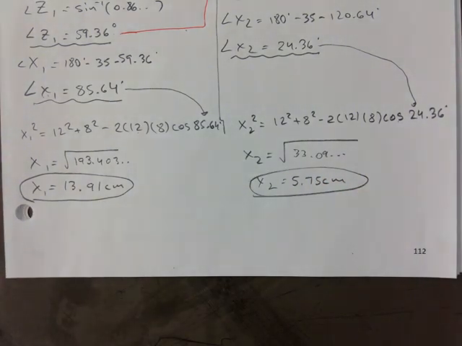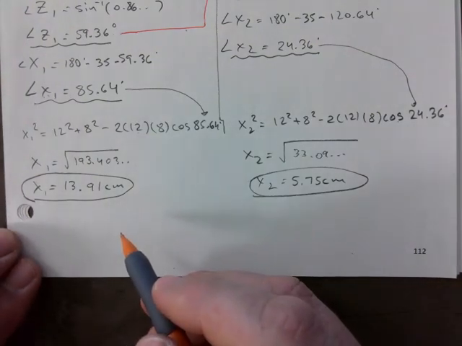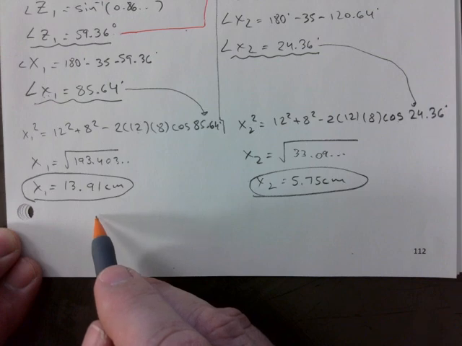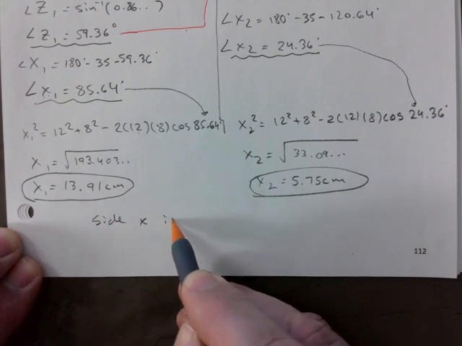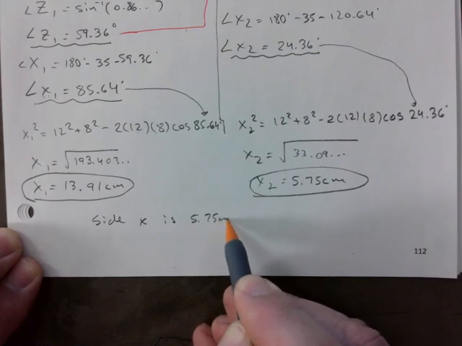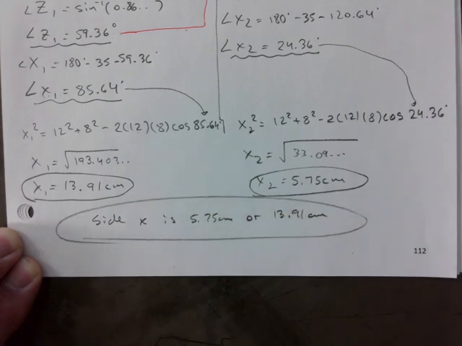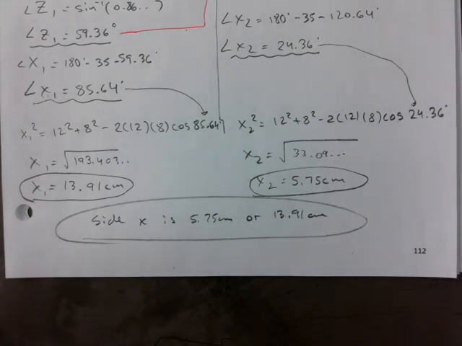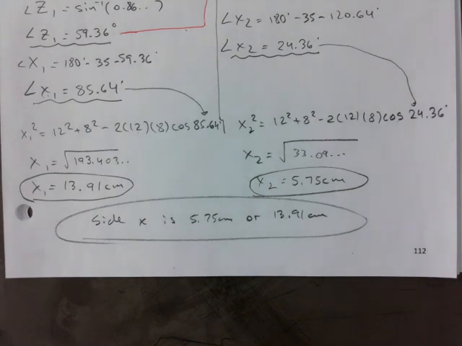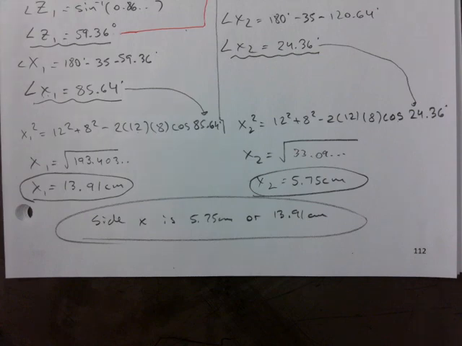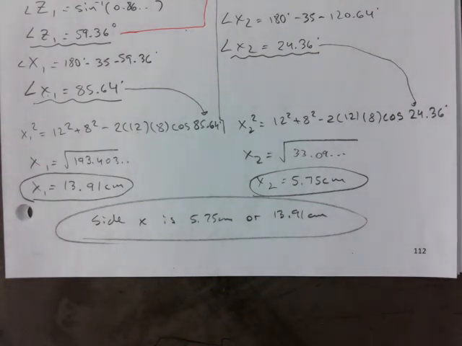And there are your two. So you have to know, though, at the very end, if you want to get full marks, side X is 5.75 centimeters or 13.91 centimeters. That is actually what you've just said. It could be either or. You weren't specific enough in the question. So I had to do all this work to tell you that it could be either or based on how you described it. Okay? Right? I'm going to stop this here.